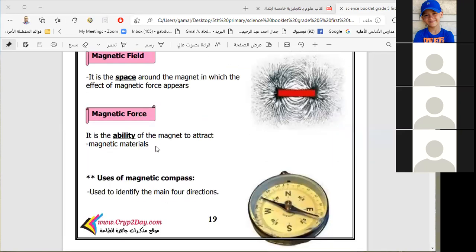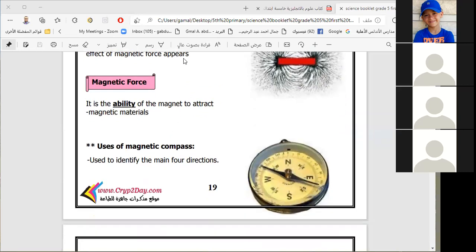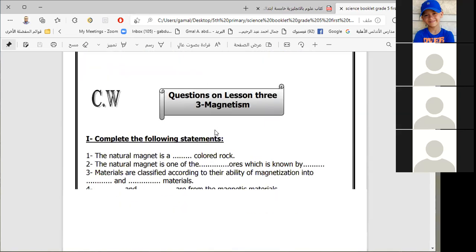Okay, now we have the definition of magnetic force. We studied it before and we repeat it again. What is meant by the magnetic force? Who can tell me? Yahya, please. It is the ability of the magnet to attract magnetic materials. Excellent. So we have a very important definition. The magnetic force is the ability of the magnet to attract magnetic materials. Okay, my son? Thank you, Yahya.